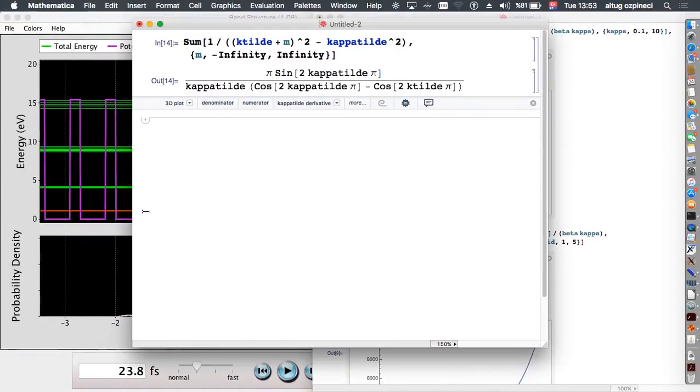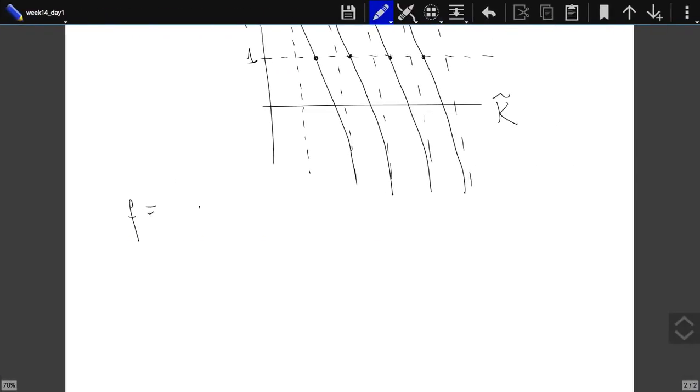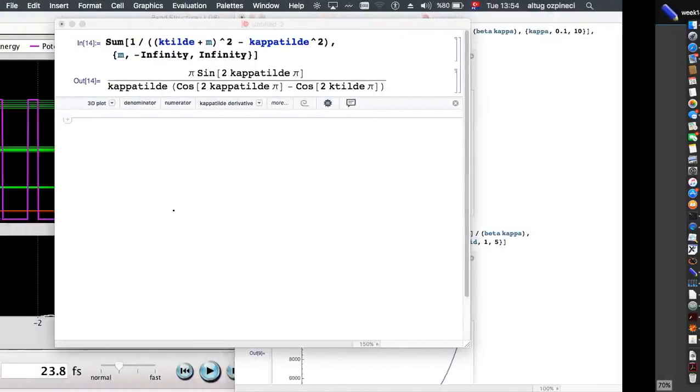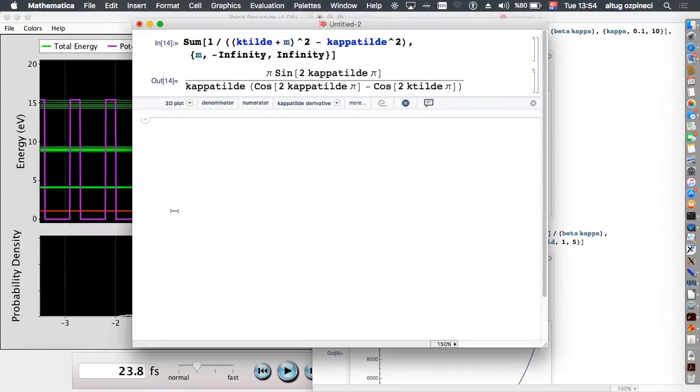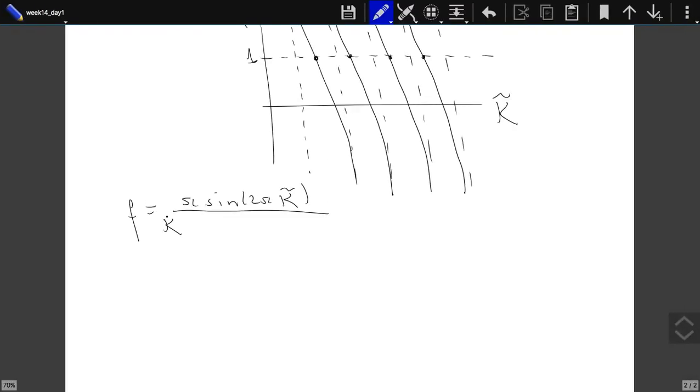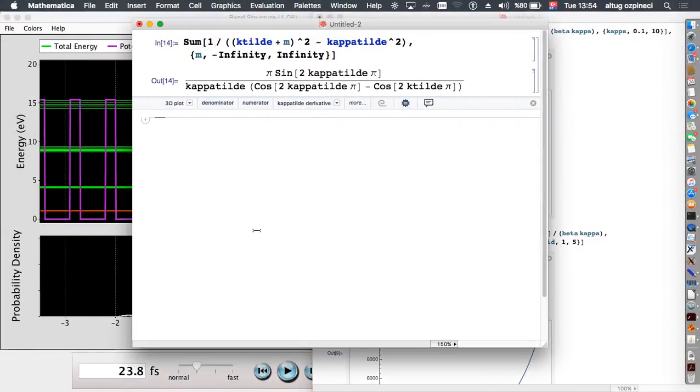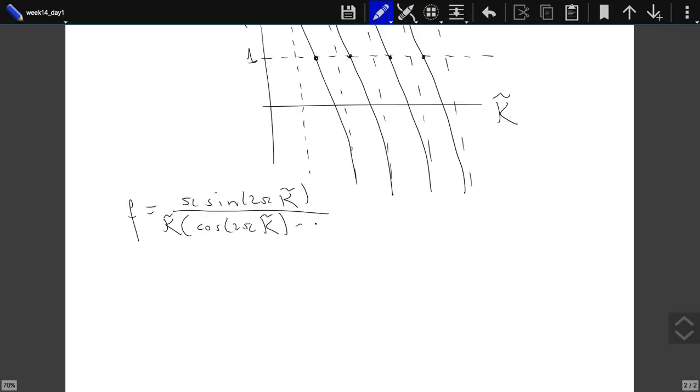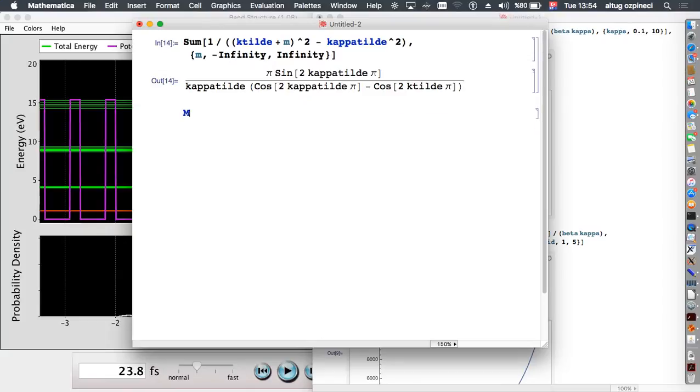So F is equal to pi times sine 2 pi kappa tilde, divided by kappa tilde, times cosine 2 pi kappa tilde minus cosine 2 pi k tilde. Well, let's see how it looks. Let's check if our guess was correct.